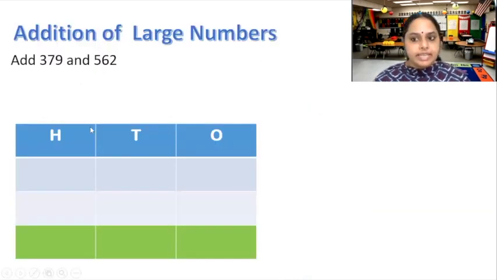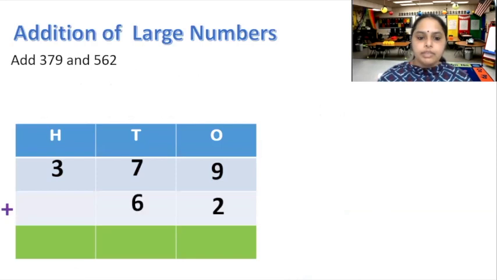941. Now let us see properly without writing that answer. The first thing we do is write the numbers in the place value chart. I have written both numbers in the place value chart. Then what will we do?